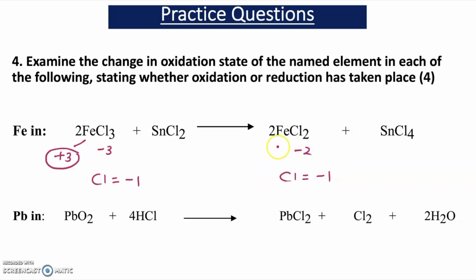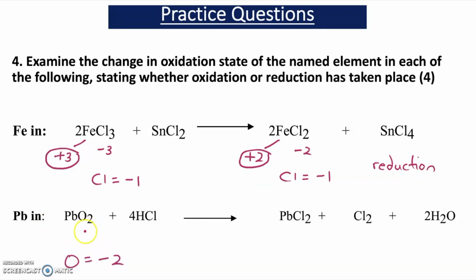We just need to look at the formula of each compound here. Now, in FeCl2, the iron is +2 oxidation state. So therefore, the iron has gone from +3 to +2. The oxidation number has decreased, it's been reduced, so therefore reduction has taken place.